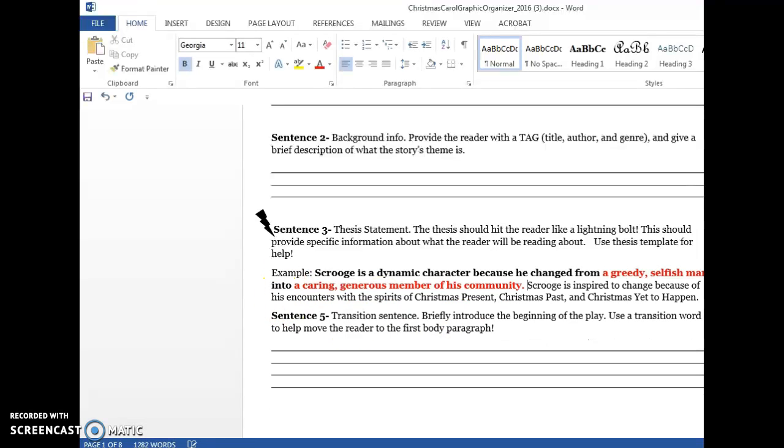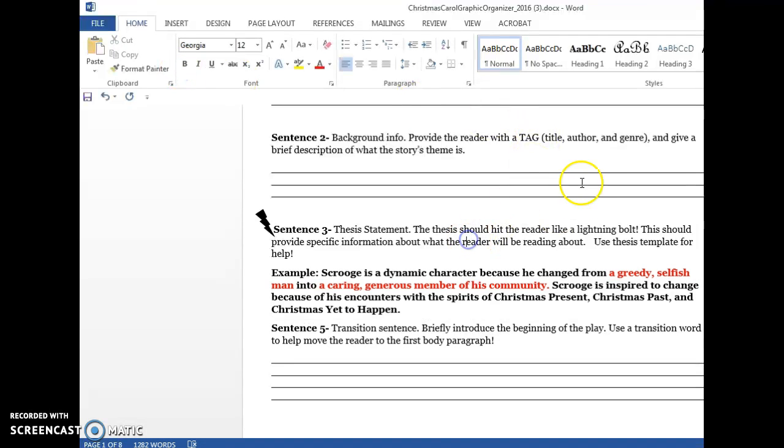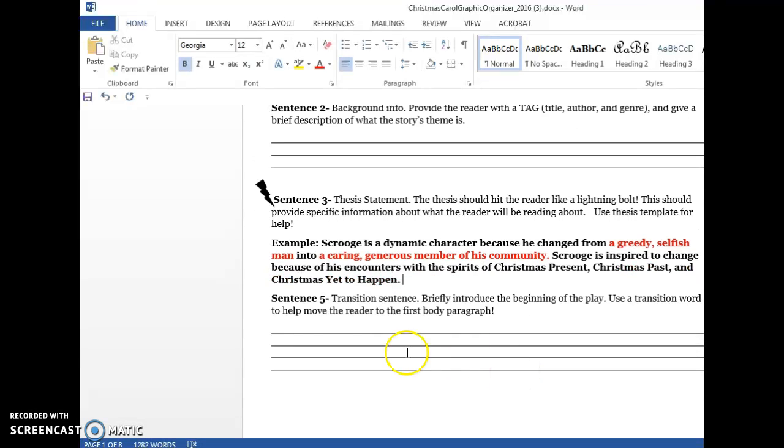So if we look at this all together, Scrooge is a dynamic character because he changed from a greedy, selfish man into a caring, generous member of his community. Scrooge is inspired to change because of his encounters with the spirits of Christmas present, past, and Christmas yet to happen. All right, so that is your task. You are going to write your own thesis. You may use my exact format, but the items in red right here, you are not to copy directly. So you need to come up with your own way to describe what happens with Scrooge.